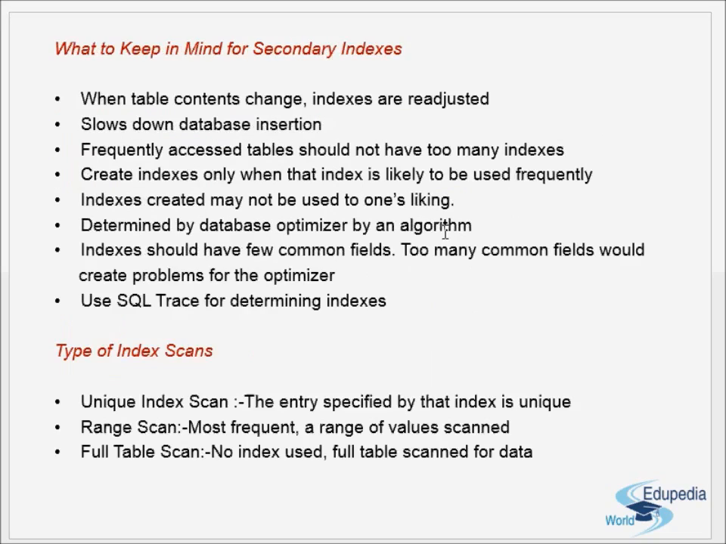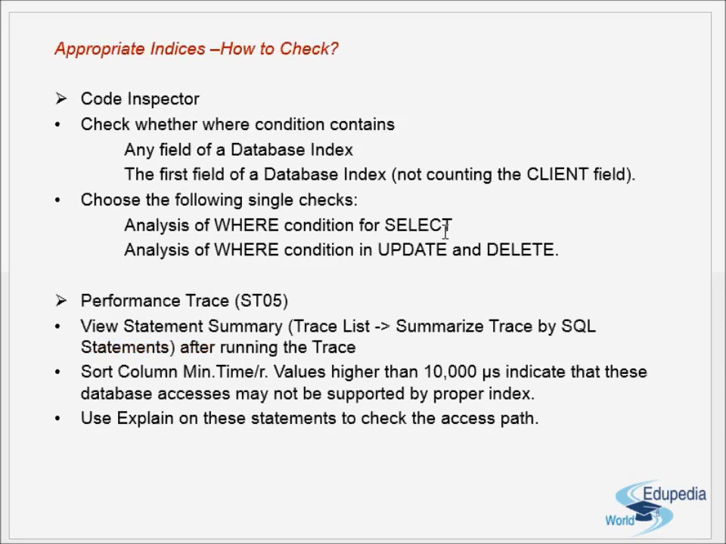Okay, so here there is no index usage only. So when we say index scans, we have unique, a range, and a full table scan. 3 types of scans. Now, appropriate indexes, how to check? So how can we come to a conclusion like what indexes are appropriate?